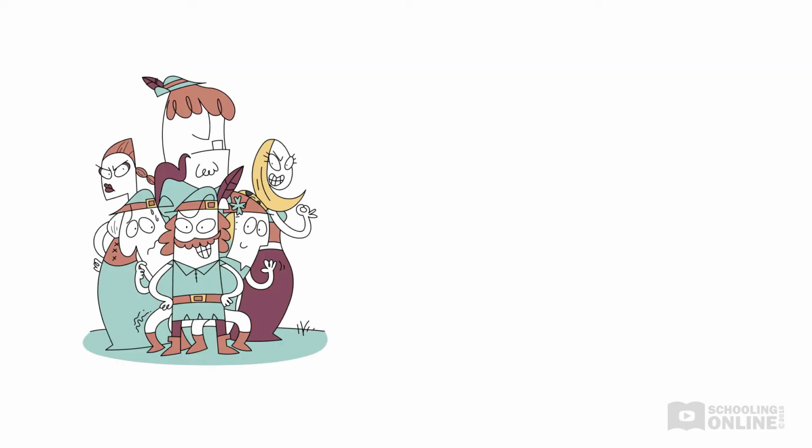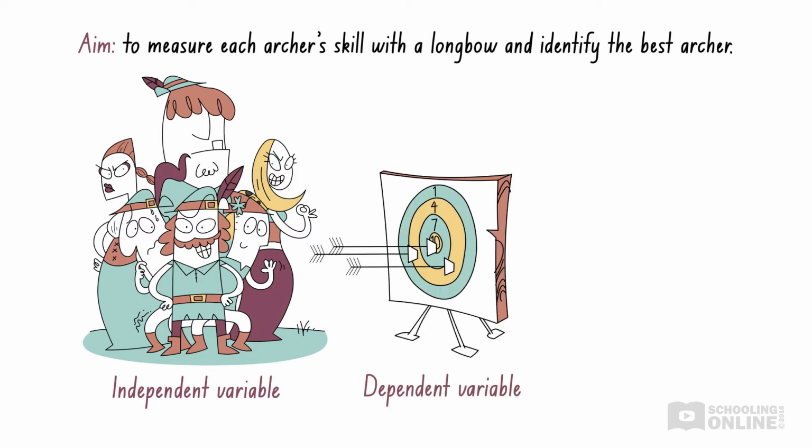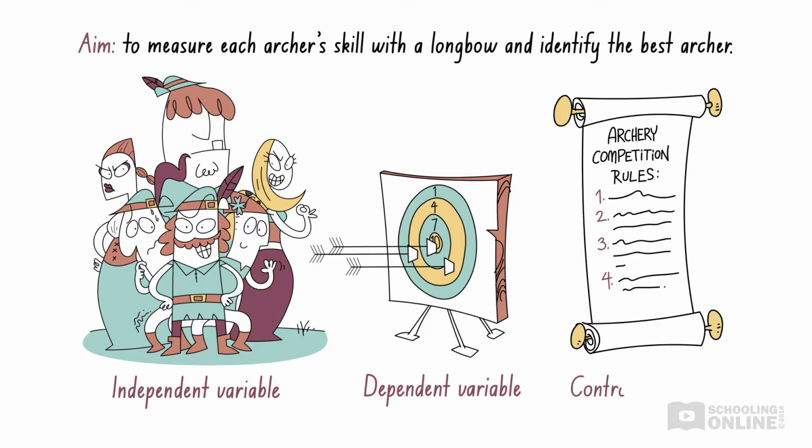Let's return to our archery competition from the previous videos, where the contest is drawing to a close. The aim of this competition is to measure each archer's skill with a longbow and identify the best archer. Therefore, the independent variable is the archer, which is a different person in every round. The dependent variable is each archer's score after they fire 3 shots. All other variables should be kept controlled to ensure that the competition is fair.